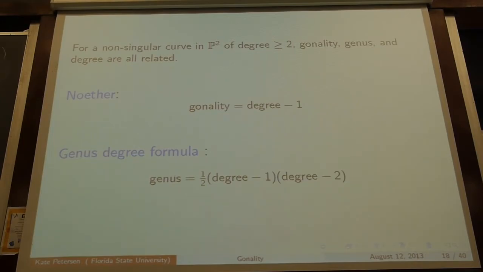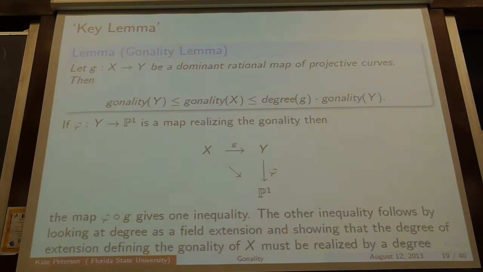Well, if you're in, everything defines everything, doesn't it? But you have to be non-singular and in P2, and your degree has to be bigger than or equal to 2. This is like an impossibility. This is just too good to expect that you can be in this situation most of the time.